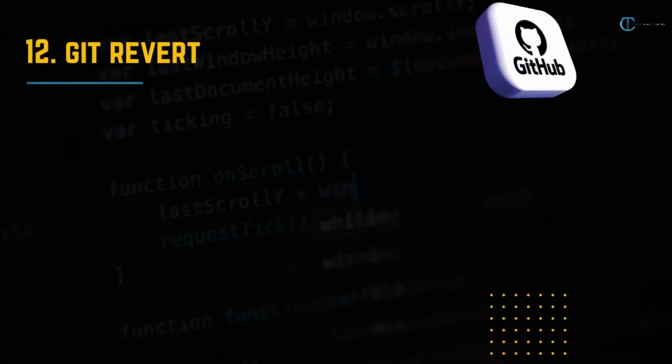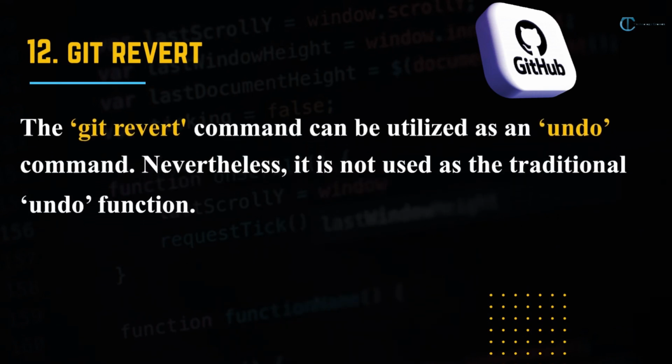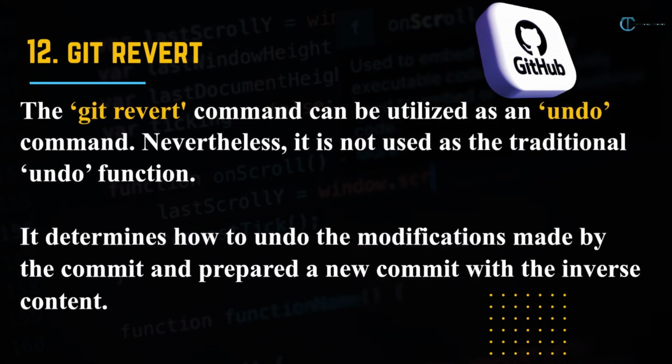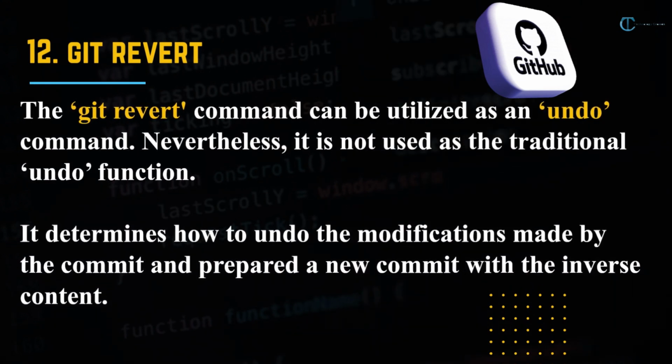12. Git revert. The git revert command can be utilized as an undo command. Nevertheless, it is not used as the traditional undo function. It determines how to undo the modifications made by the commit and prepares a new commit with the inverse content.